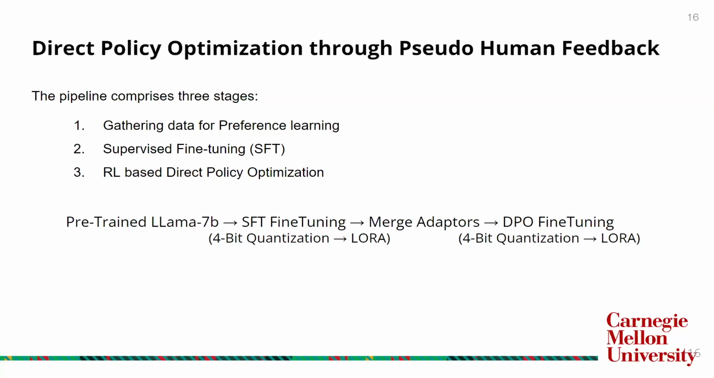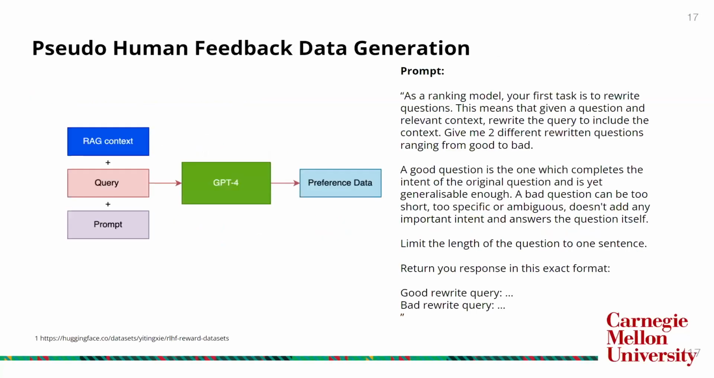So let's just double-click on each stage for further clarity. Firstly, we need to create this preference data for any RL-based fine-tuning, and it comprises a triplet of original, chosen, and rejected queries. In order to create this data, the generic approach is to have humans manually create it, but we wanted to automate this process, hence we used GPT-4 as a proxy for humans.